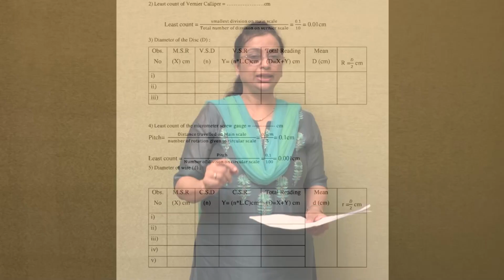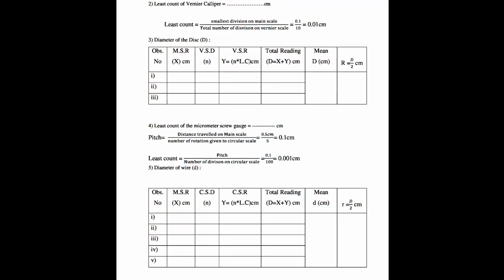Before that, we need to find the moment of inertia. Moment of inertia is given by M R square upon 2. Now we have to find the mass of the disc, so weigh the given disc on the weighing balance to get the capital M value. Capital R, the radius of the disc, we have already found out. Small r, the radius of the wire, we have also already found out. So now we can find the moment of inertia of the given disc as well as the modulus of rigidity of the given wire.